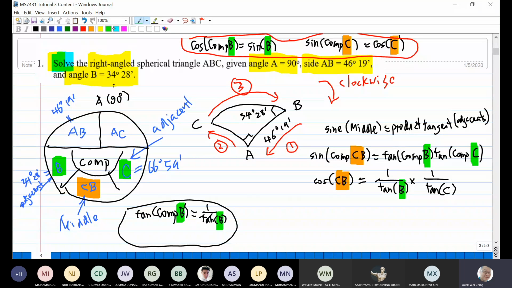Wesley, your mic is on. Okay, so thank you. So 1 over tangent C here, because I'm using tangent co-C. If I use this, 1 over tangent C.